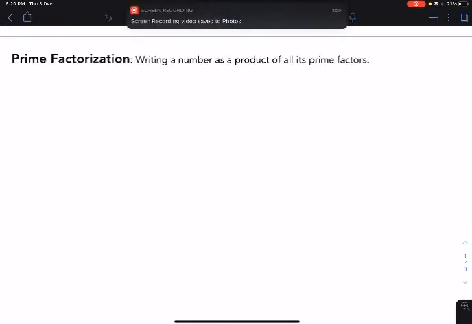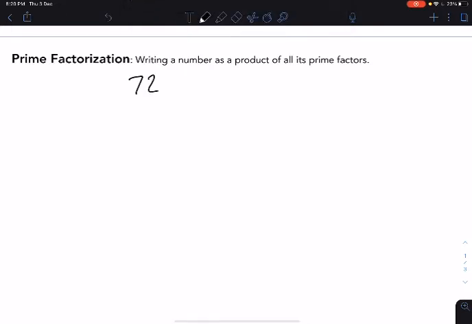Now let's move on. Now I'm going to tell you what prime factorization is. Prime factorization is writing a number as a product of all its prime factors. Let's take an example, 72. 72 can be written as 8 into 9. None of these are prime, so we have to move on. 8 can be written as 2 into 4. 2 is a prime number, so we can circle it. But 4 is not, so we have to move on.